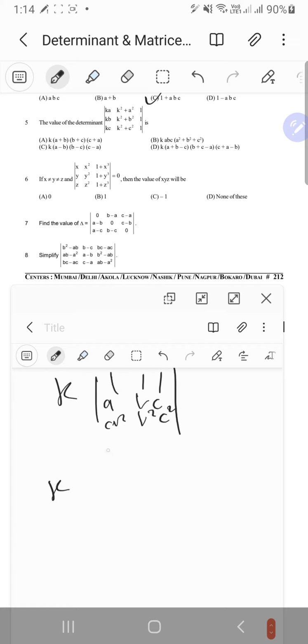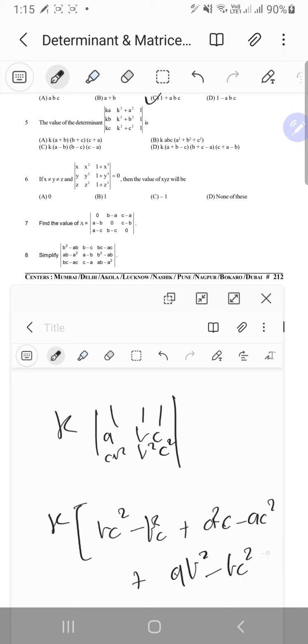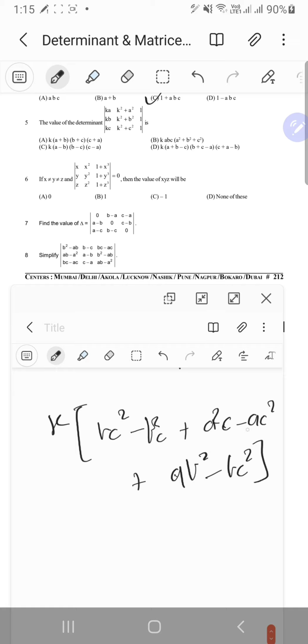So this will be k into bc squared minus b squared c plus a squared c minus ac squared plus ab squared minus bc squared. Cool. And that looks correct. Fine. So you got ab squared first, then you got bc squared, then you got ca squared. This looks correct.